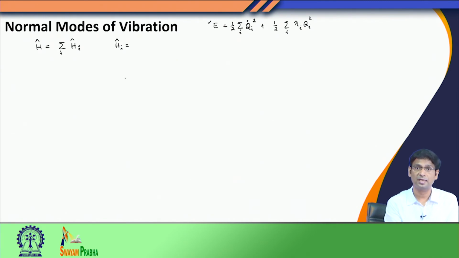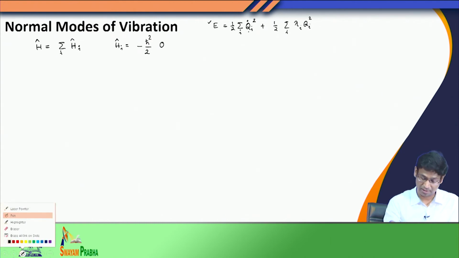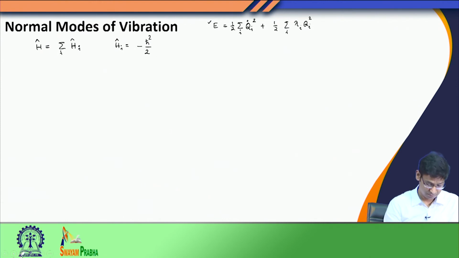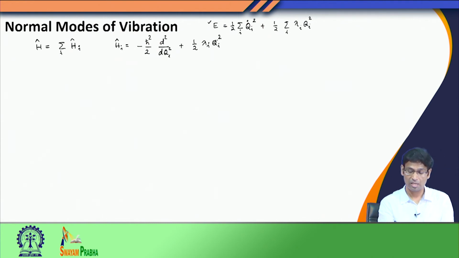Now, when I am writing the quantum mechanical operator corresponding to this, I will write the kinetic energy operator as h bar square by 2. Normally, I have a mass term here, but I would not have this mass term over here, that is because the q already has the mass weighted term. So, this is what a one dimensional Hamiltonian would look like for one normal mode q_i.